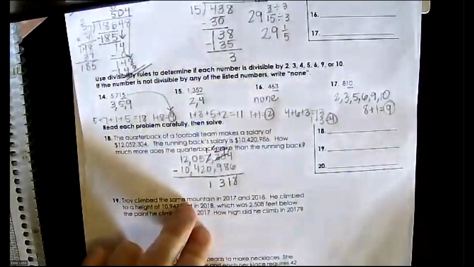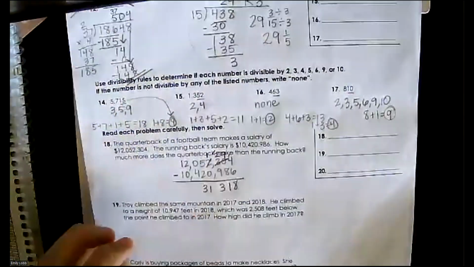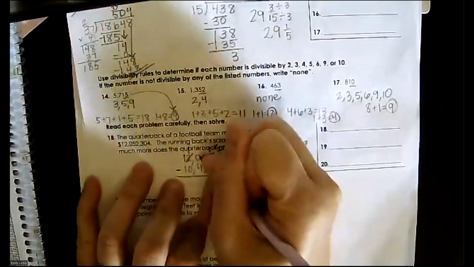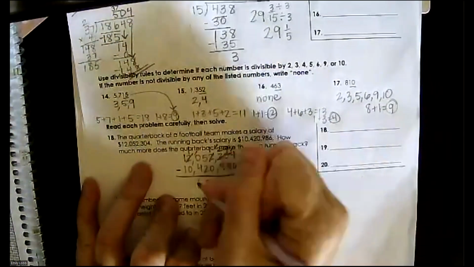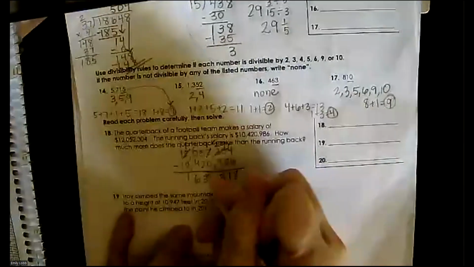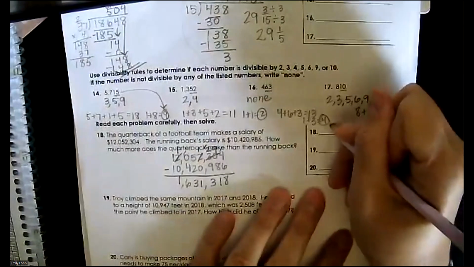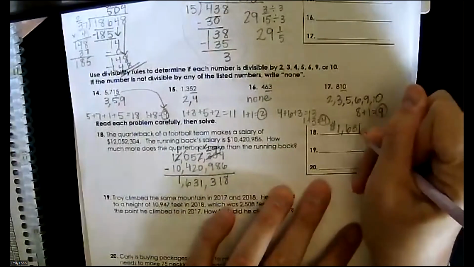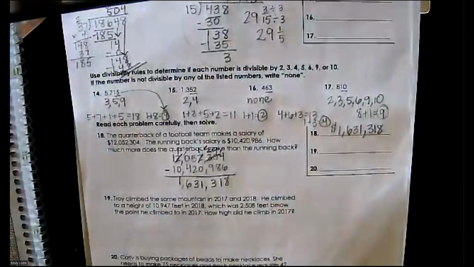What's 1 minus 0? 1. What's 5 minus 2? 3. Uh-oh, stuck again. Can I take 4 from 0? No, so I borrow from the 2, it becomes 1. What's 10 minus 4? What's 1 minus 0? What's 1 minus 1? 0. So I have a difference of, if you want to rewrite it neatly up here, you can, $1,631,318.